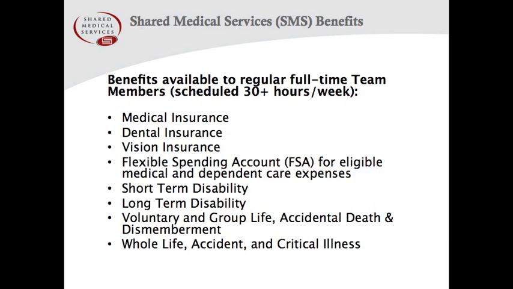plan offerings. Regular full-time team members are eligible to elect medical, dental, and vision insurance. Shared Medical Services also provides flexible spending options for medical and dependent care. In addition, we provide employer-paid basic life, basic accidental death and dismemberment, and short-term and long-term disability insurances at no cost to you. Additional life and AD&D insurance can also be elected by team members.